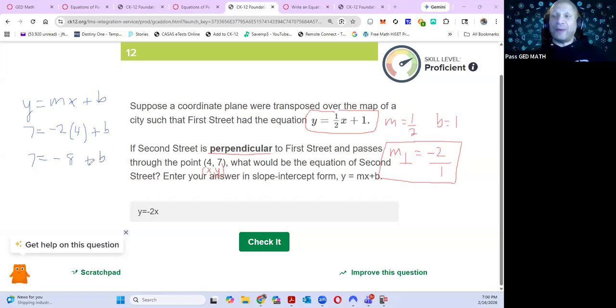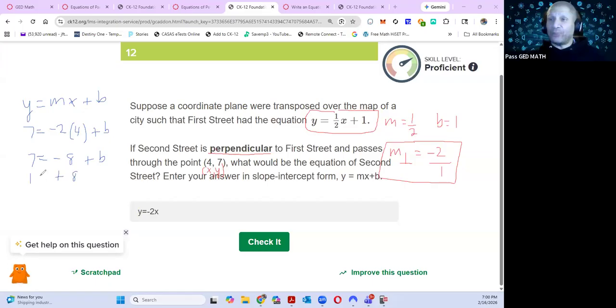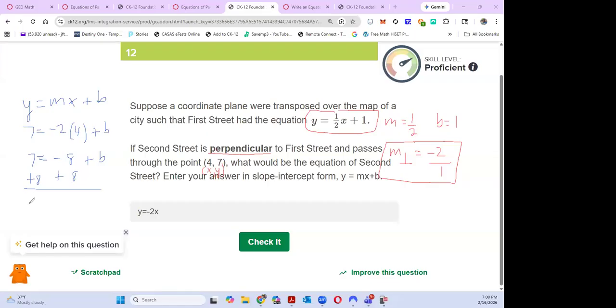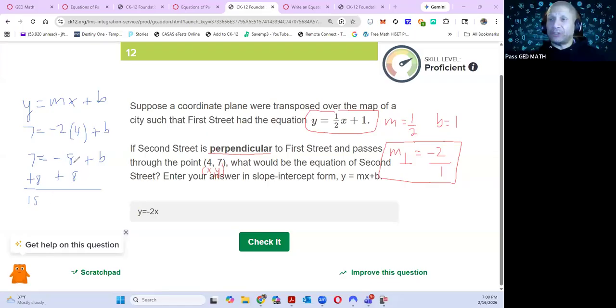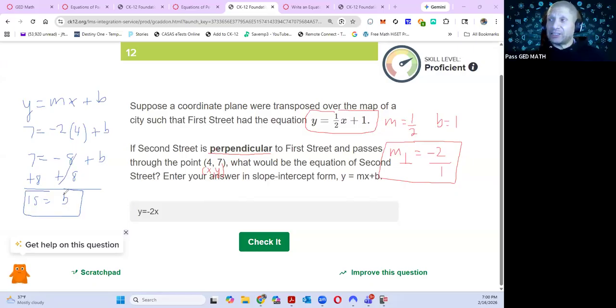In order to get b by itself, what must we do? Add 8 on both sides. What's 7 plus 8? That's 15. Bring down my equal. What happens to the 8s? Cancels out. Bring down my b. My y-intercept is 15. My slope is negative 2.